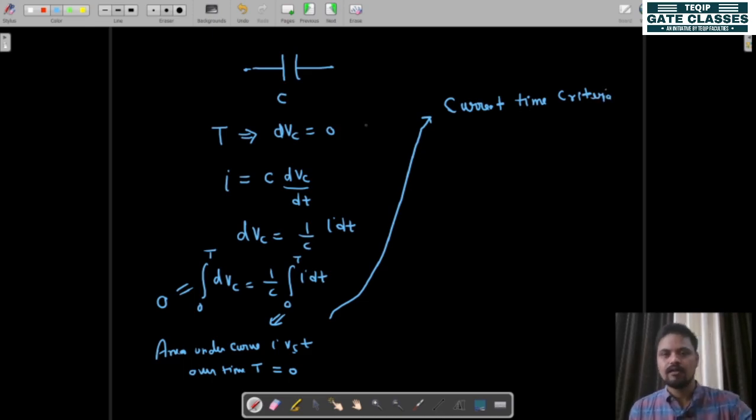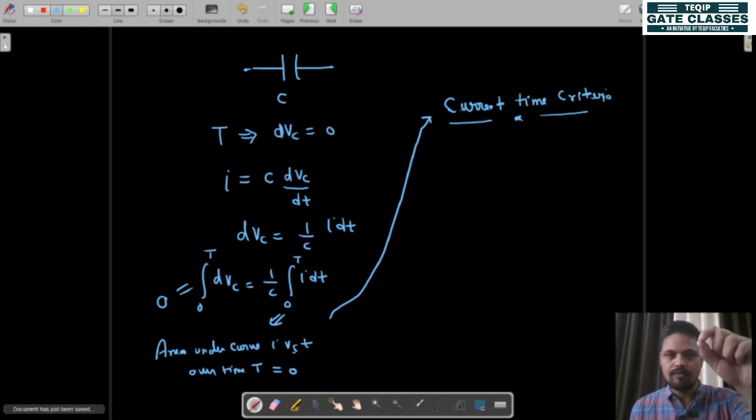So the inductor gives rise to a voltage-time criterion, and the capacitor has a current-time criterion. All these formulas are valid in steady state condition. Steady state means it is charging up to one point and then discharging. Suppose it starts from point A, it will go to point B, and again from point B it will come back to point A over a time period t, right.